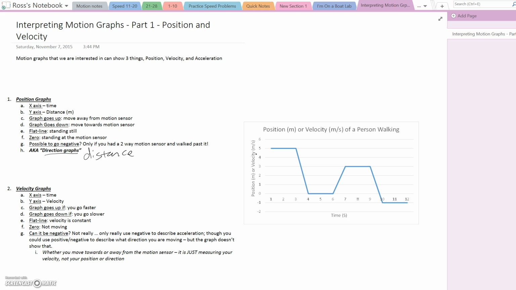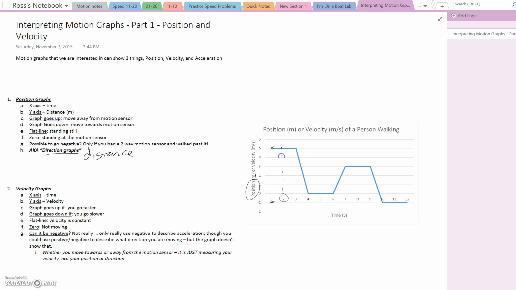The reason I did that is so that we could look at this one graph and use it for two things: use it for position or use it for velocity. As you can see on the bottom, we have time in seconds. If we're looking at this as a position graph, at second one, what you want to do is look at where you are on the y-axis. So we are right here, which corresponds to 5 meters. So we are 5 meters away from the motion sensor.